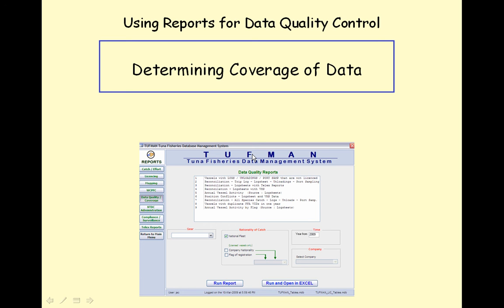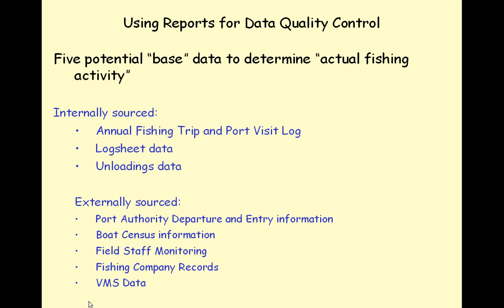This lesson will briefly describe how to determine coverage of data. There are 8 potential base data to determine coverage or actual fishing activity. From a Toughman perspective, 3 of these are internally sourced: annual fishing trip and port visit log, log sheet data, and unloadings data. We will discuss these in this lesson.